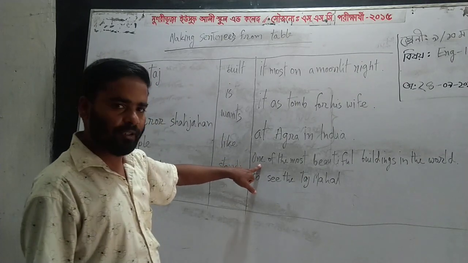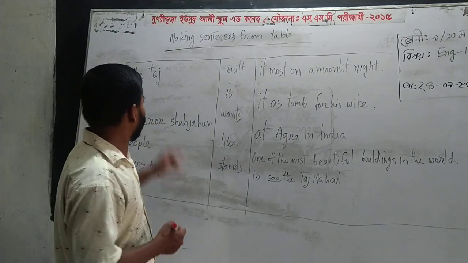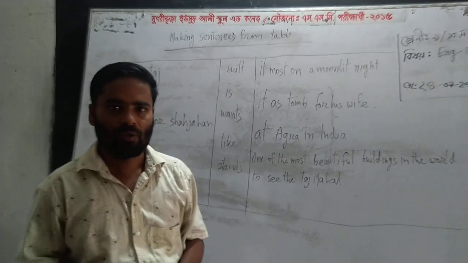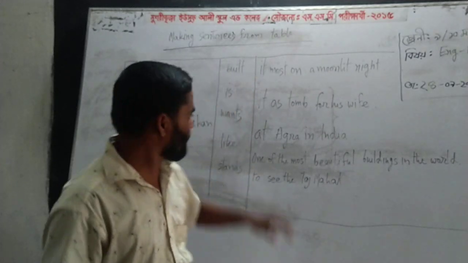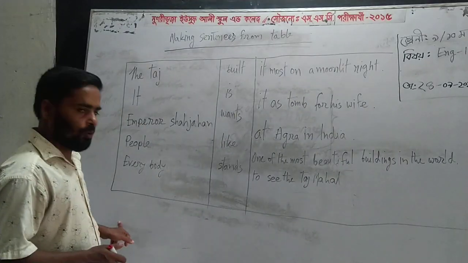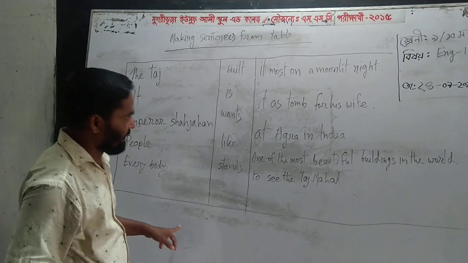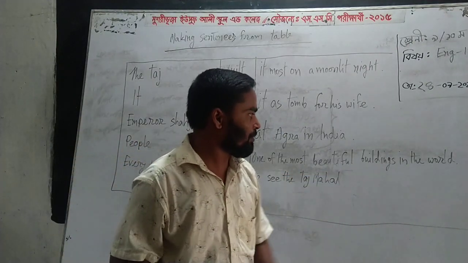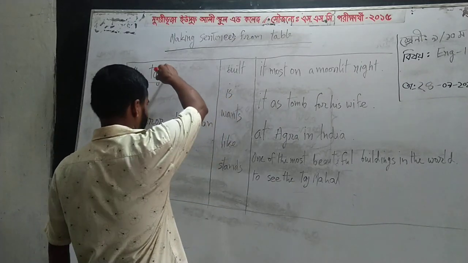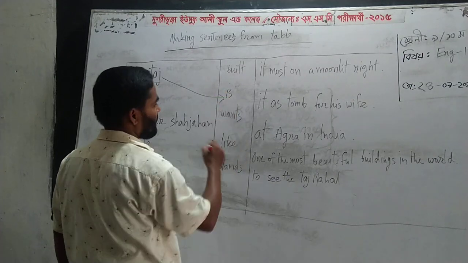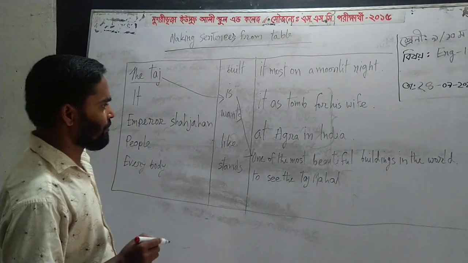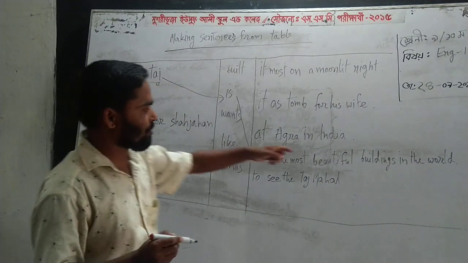So have a look at this sentence: the Taj Mahal, one of the most beautiful buildings in the world. So it is one of the meaningful sentences from this table. You will have to write it down in this way. Number 1: The Taj is one of the most beautiful buildings in this world. So this is a complete sentence.